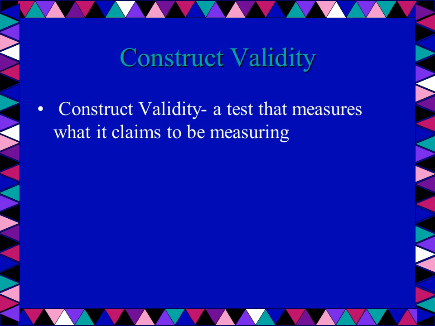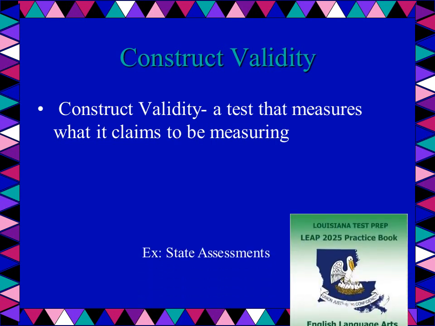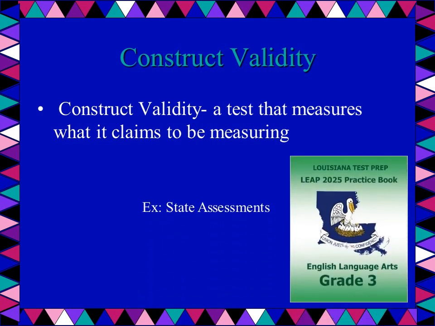Construct validity is just a test that measures what it claims to be measuring. For example, the Louisiana State Board of Education uses a LEAP assessment, the LEAP 2025 assessment, to measure the student proficiency level. So construct validity measures the proficiency level of the students who take this test. So again, construct validity is just measuring what it claims to measure. The LEAP assessment claims to measure the proficiency level of each student at any particular grade level.